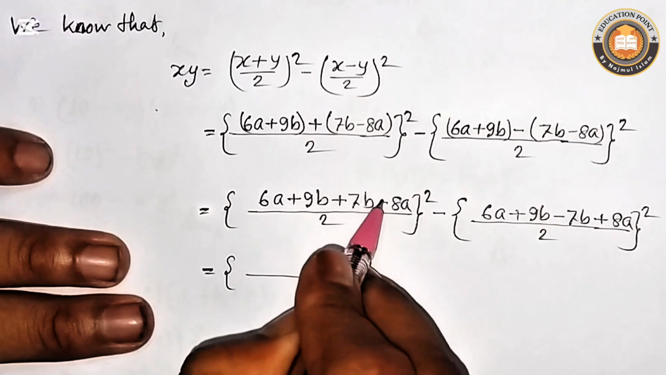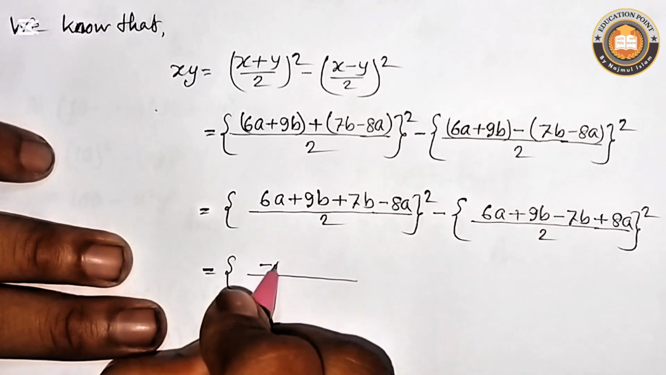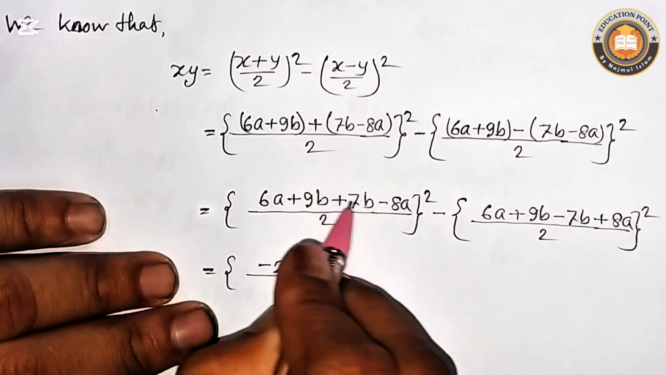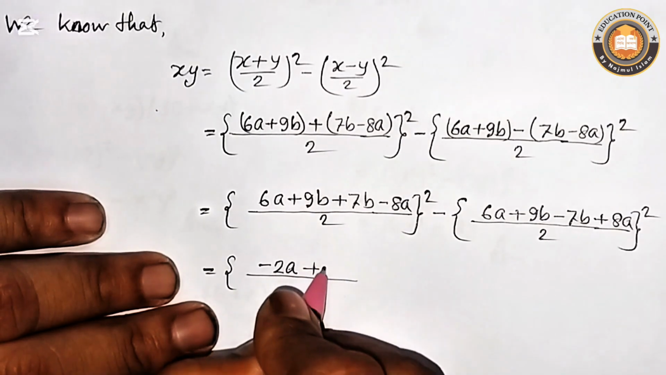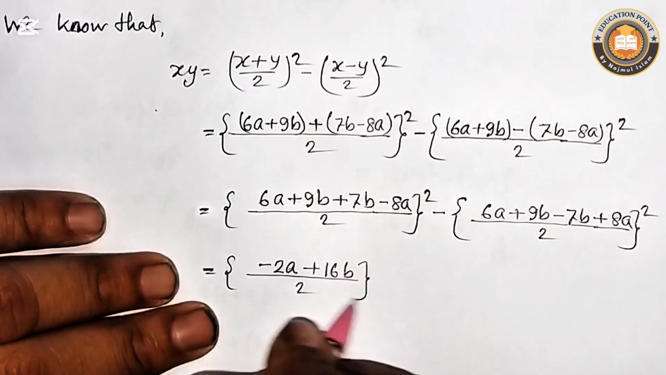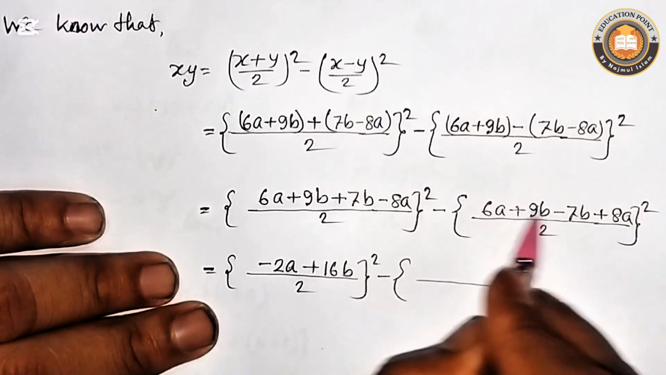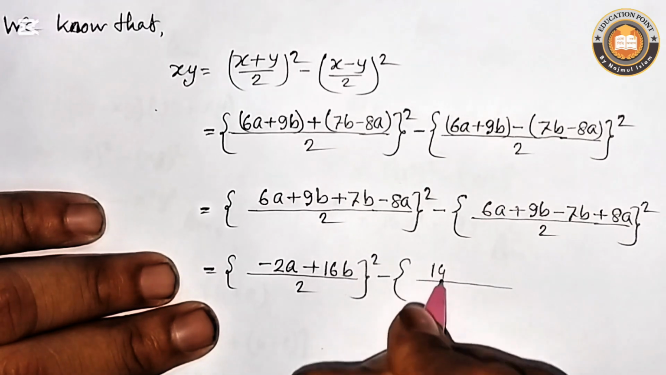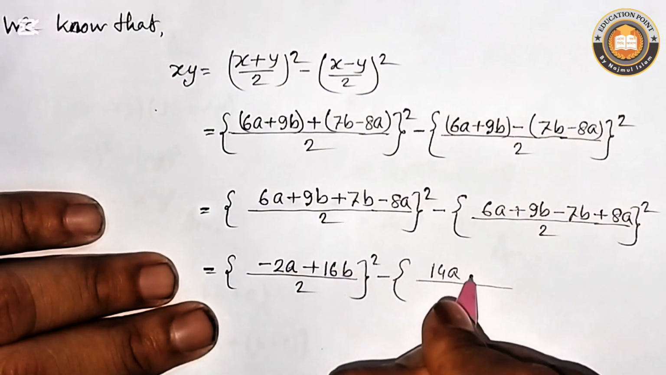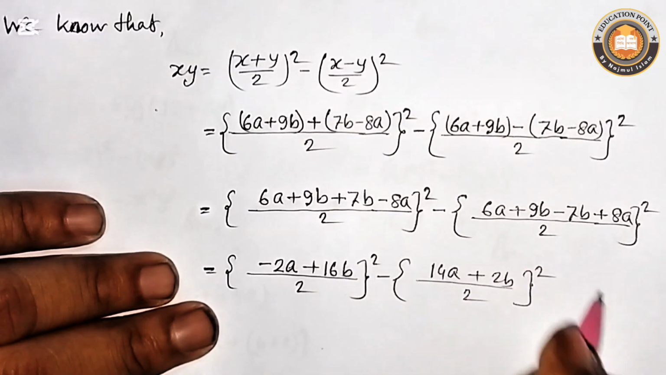subtracted value of 6a minus 8a equal minus 2a, added value of 9b and 7b equal plus 16b, by 2 whole square, minus added value of 6a and 8a equal 14a, subtracted value of 9b and 7b equal plus 2b, by 2 whole square.